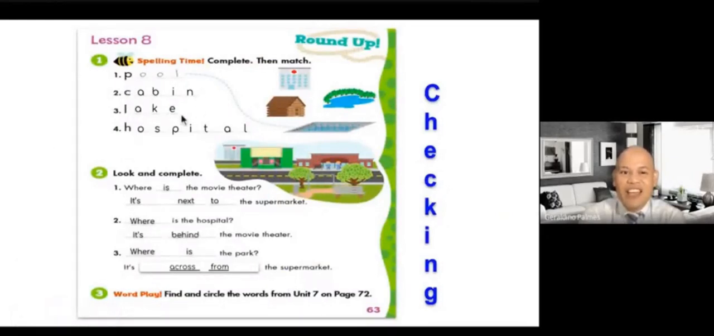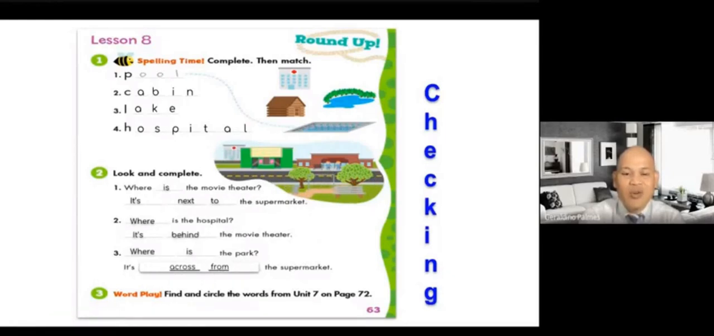Cabin, lake, hospital. So, just match them there. Question for the grammar part. Where is the movie theater? Movie theater is next to the supermarket, as you can see right there. Where is the hospital? The hospital is behind the bookstore. Or the movie theater. Where is the park? The park is across from the supermarket. Why across? There's a road.